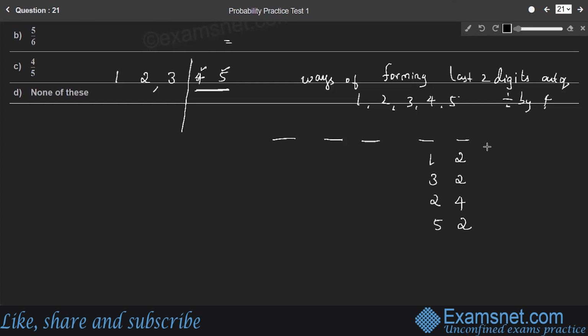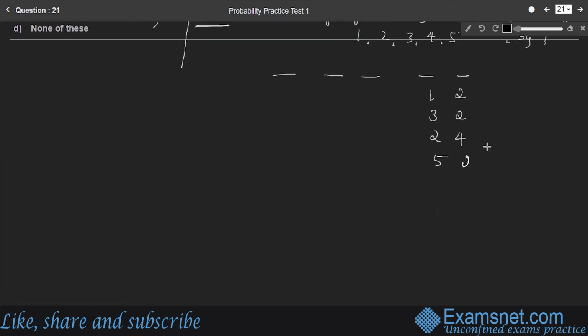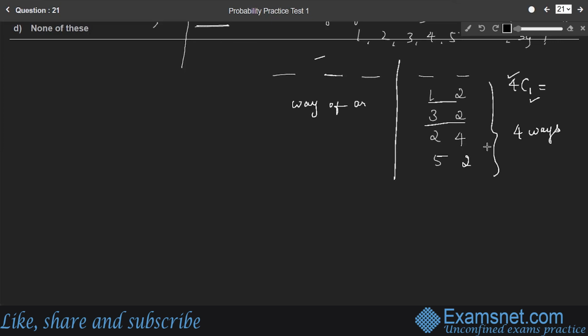In how many ways can these 4 numbers be arranged in the last 2 digits? We can write 12, or 32, 24, or 52. Therefore, these 4 numbers can be arranged in 4 ways, which is nothing but 4C1. That means you have to pick any one number out of 4 numbers, so 4C1 is 4 ways. Now consider the remaining 3 digits. In how many ways can these 3 digits be arranged? The ways of arranging these 3 digits is factorial 3. So the product is factorial 3 into 4.